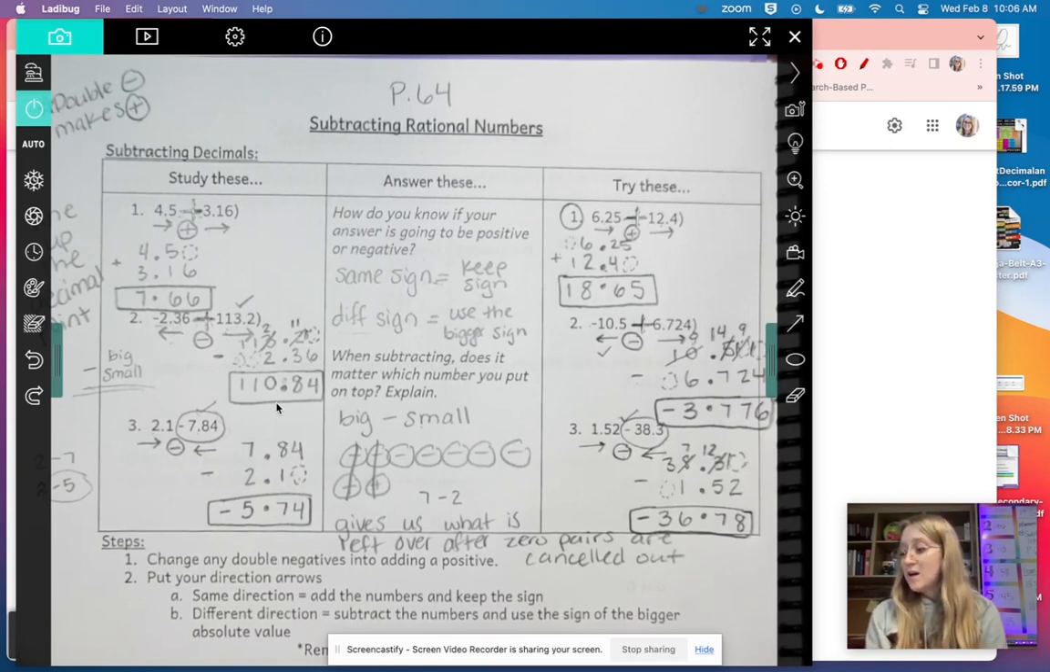Finish the practice on page 64 and 65 to get into the good habits of lining up decimal points, making double negatives into positives, and practicing those same sign, different sign addition rules again. If you need help, make sure you check in with your teacher or your partner and check your work with the book key if you're in my class at the end. Okay, good luck. Hope that was helpful.